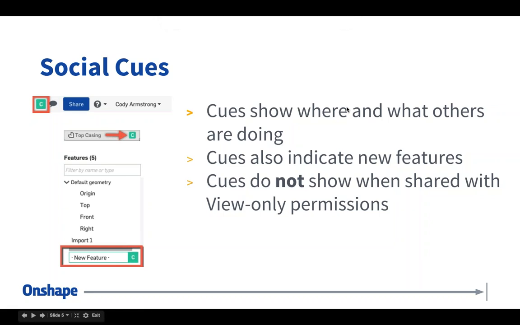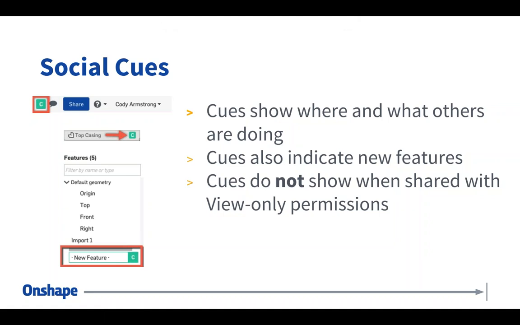And just jumping back real quickly to my slide on social cues, you'll see throughout Onshape various little cues of not just where the person is, but what they're doing. So you'll see the little C icon I have there, the N icon before the first initial of that person will show up as a cue indicating what they're doing, what tab they're in, what features they're creating or maybe editing. So you do get visual feedback when others are in your document. So it shows you the where and what. It also indicates new features or features being edited.